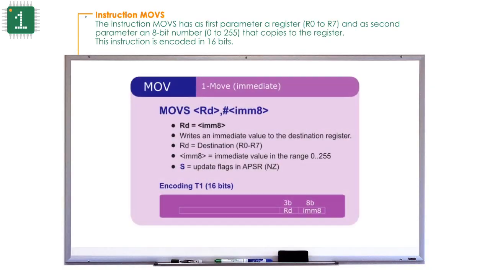The instruction MOVS has as first parameter a register, from R0 to R7, and as second parameter an 8-bit number, from 0 to 255, that it copies to the register. This instruction is encoded in 16 bits.